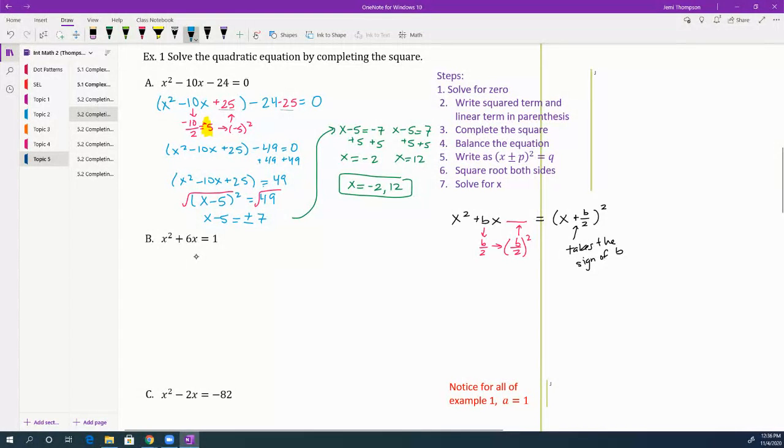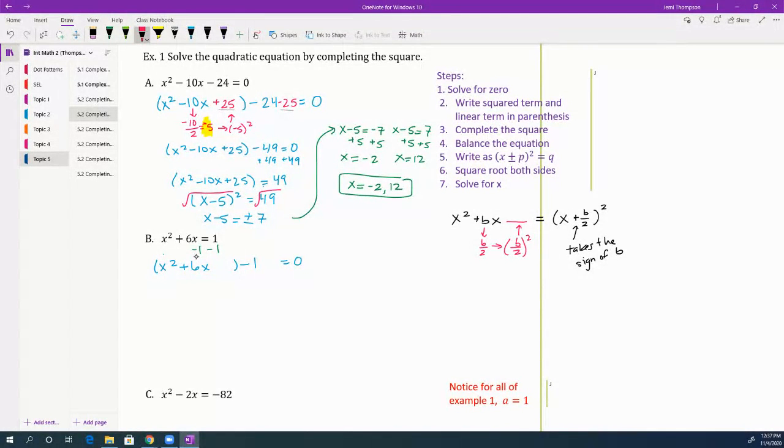Step 1, solve for 0. So this equals 1 is in the wrong spot. I'm going to move it over. So I have x squared, and I'm going to group my square term and my linear term, and then the minus 1 I need to leave on the outside of the parentheses. Now I have equals 0. I kind of did 2 and 1. So I solved for 0 and I wrote my square term and my linear term in parentheses.